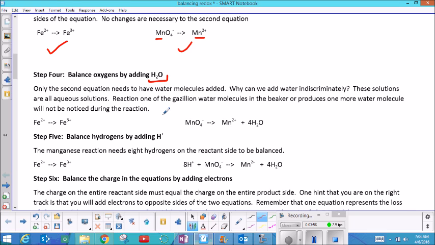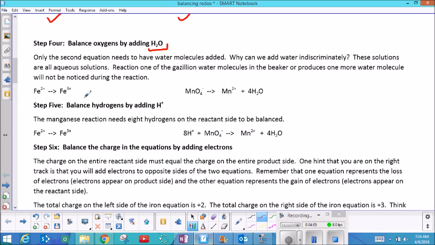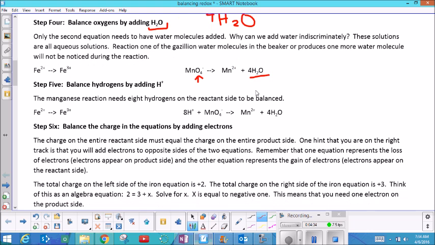The reaction is happening in an aqueous solution, so 1 more water molecule won't be noticed in this reaction, so we're going to add water to balance this reaction. So nothing is needed over here. The only one that needs to have some more oxygens is this side. I've got 4 oxygens. How do you get 4 oxygens? You add 4 waters. So I've added 4 waters to the side that does not have oxygens.